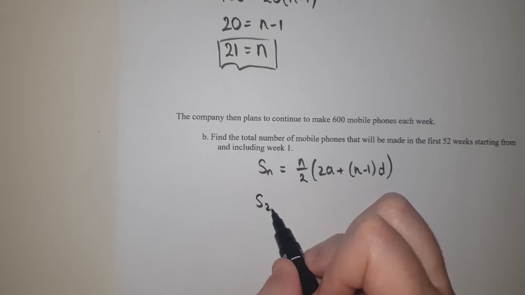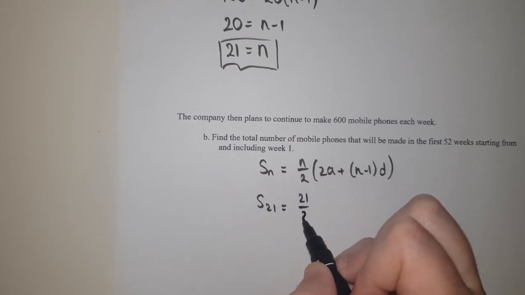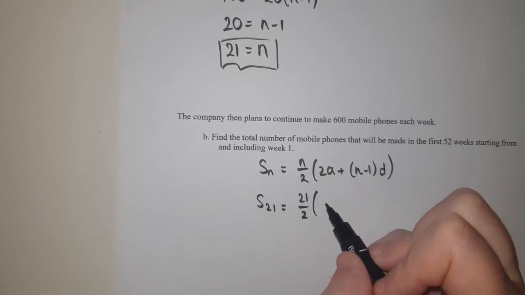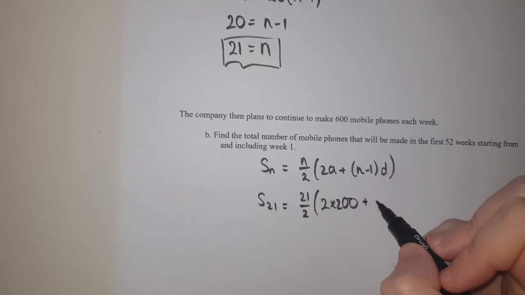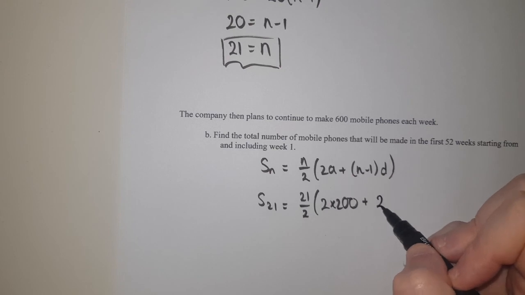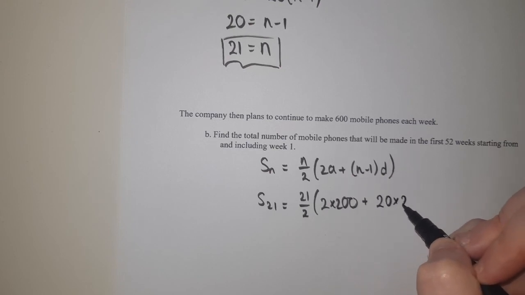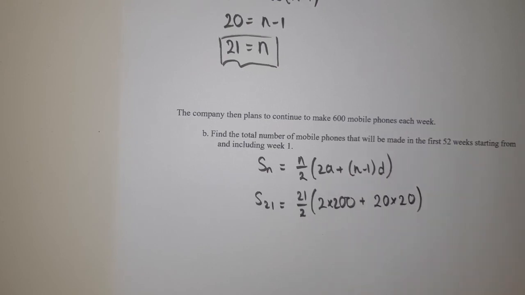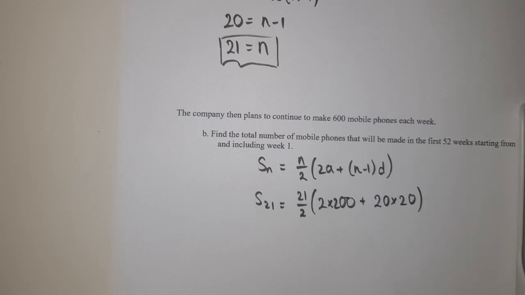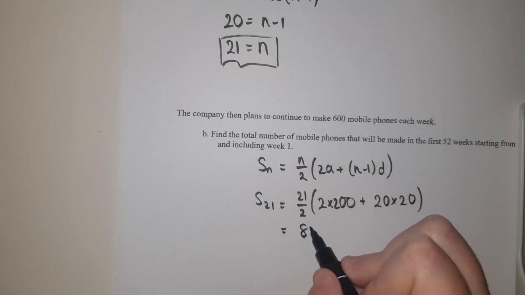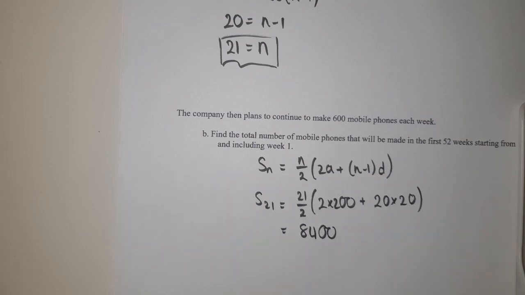So we're doing the sum to 21 is 21 over 2. a was 200. n is obviously 21, so 21 minus 1 is 20 times the difference of 20. And you're just going to type that into a calculator. You get, in the first 21 weeks, they've made 8,400.